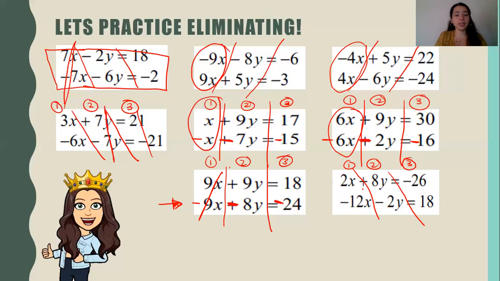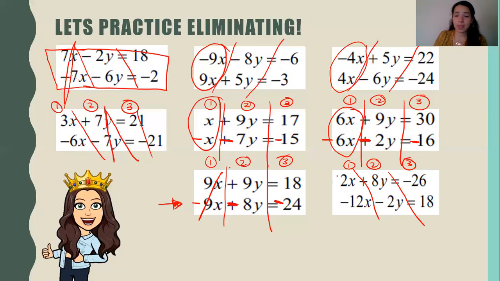All right, so here, this is where it gets a little bit tricky because if you look at them, none of the numbers are the same in each group. Where the x's are, they're not the same. Y's are, they're not the same. These are not the same. So it's hard to determine what I can cancel. But what you can do is multiply by something to be able to cancel.